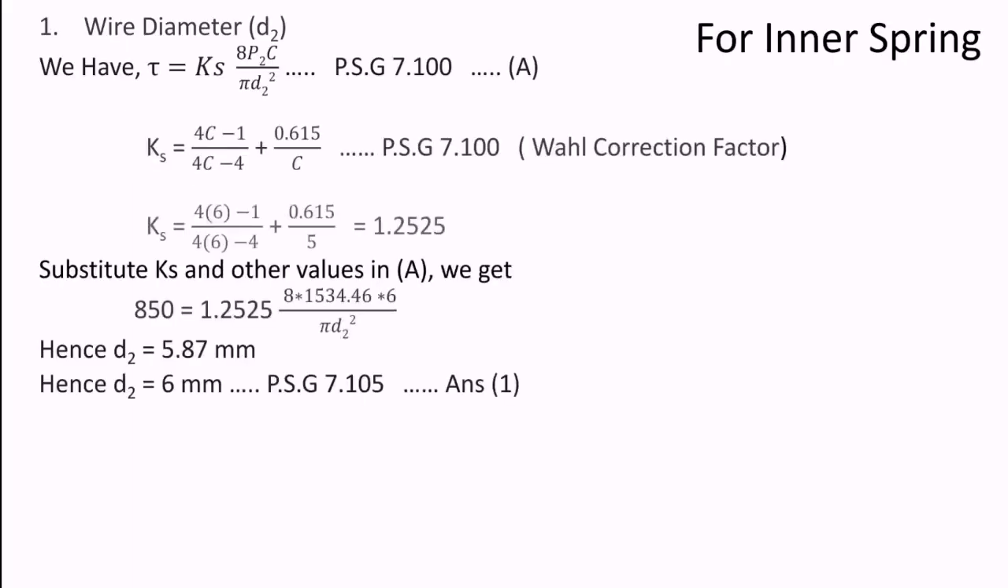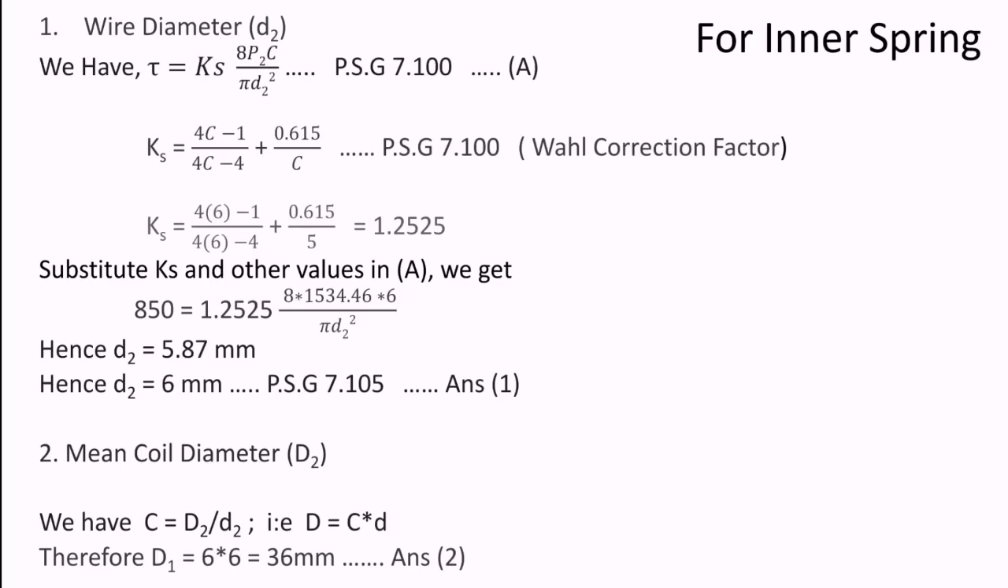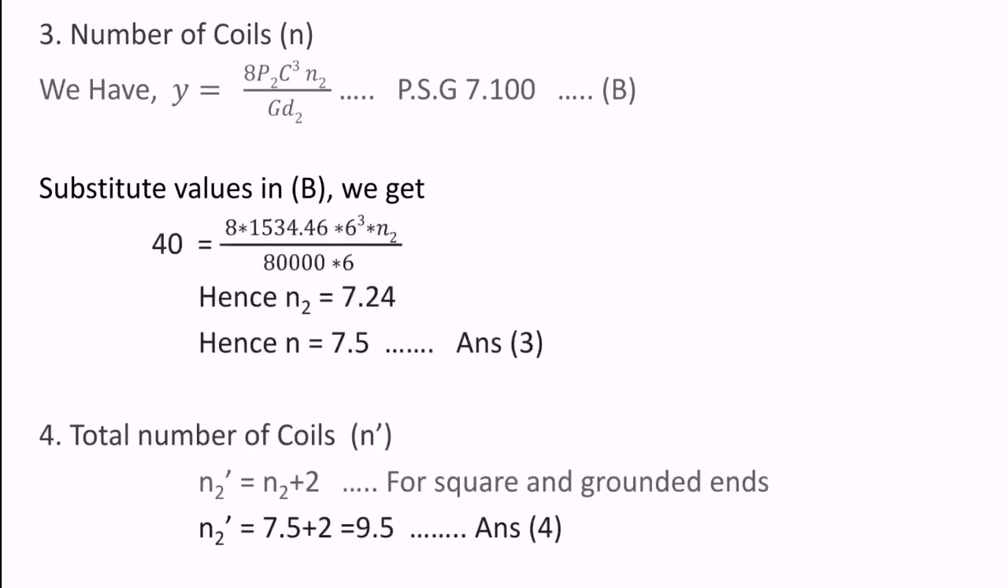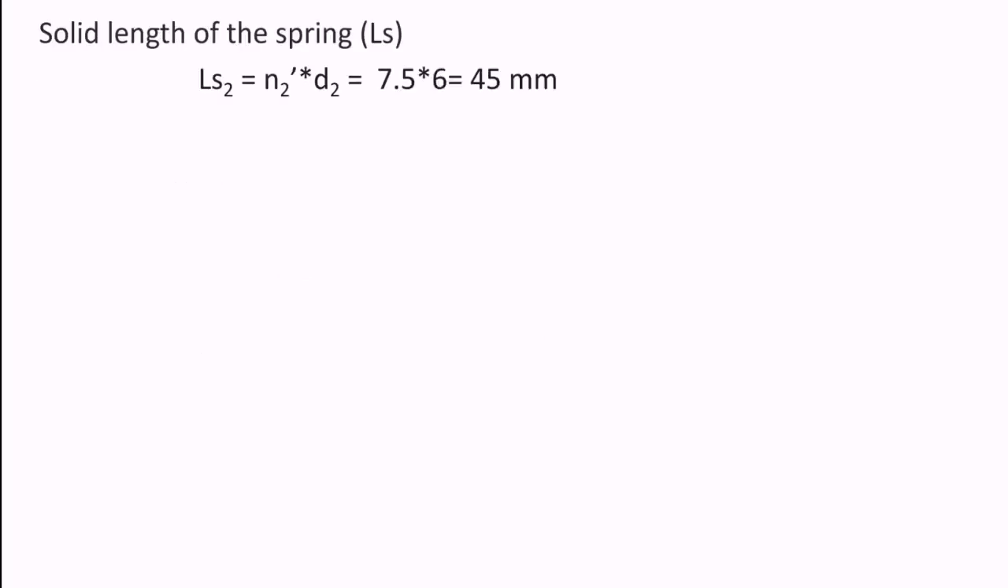As we have designed the outer spring, now the same procedure will be followed to design the inner spring. So first I will find the wire diameter by using the suitable relations. On solving, I will get the value of d2 as 5.87 mm, which I will approximate as 6 mm. Then the mean coil diameter by using the spring index relation, I will get D2 as 36 mm. Then similarly the number of coils I will find out by using the relation of deflection, which I will get as 7.5. Then the total number of coils N2 dash is equal to N2 plus 2. For square and ground ends, I will get N2 dash as 9.5. Then lastly, the solid length of the spring, which is N2 dash multiplied by d2, which I will get as 45 mm. Free length we don't need to find out, because it was given in the question that the free length of spring 1 is equal to the free length of spring 2.